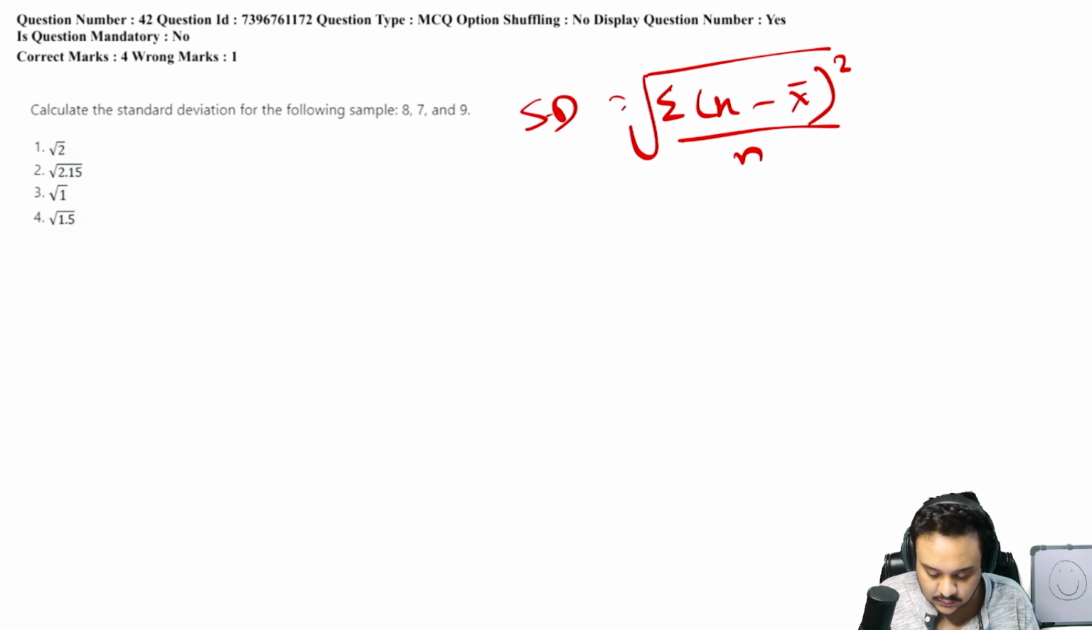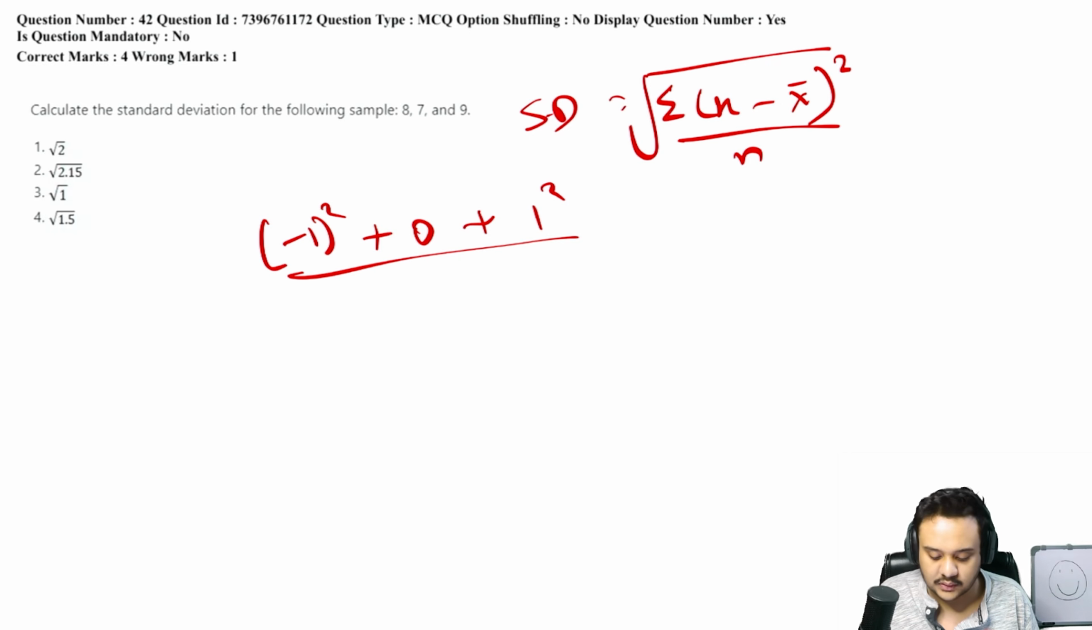So it will be -1 square plus 0 plus 1 square divided by, now comes the important part, this is where most of the students are going to make a mistake. You have to read this word sample. Sample standard deviation, the formula is n minus 1. Okay, for just normal standard deviation it is n. So here you are going to write 3 minus 1 and the root of this whole.